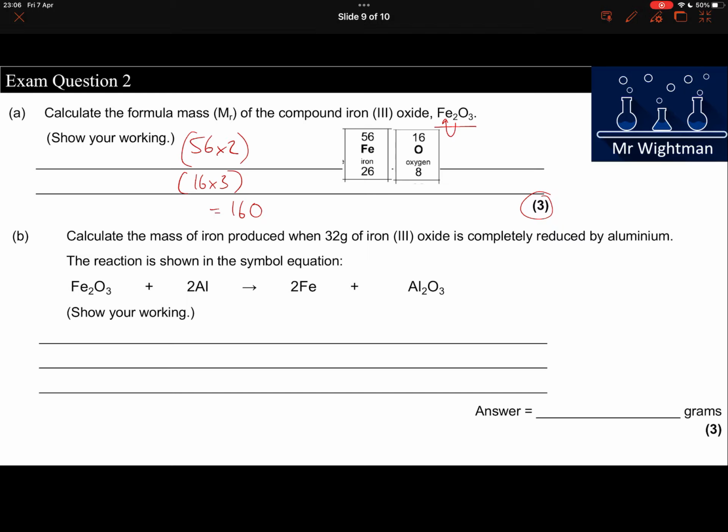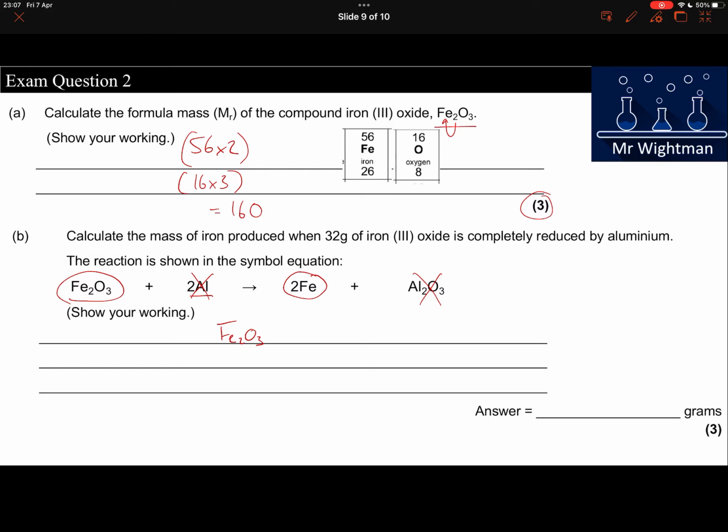Quite simple that. Calculate the mass of iron produced when 32 grams of iron(III) oxide is completely reduced by aluminium. The reaction is shown in the simple equation. So this question is not a 1-to-1. So it's good to, again, point out what I need to work out. The mass of iron, when 32 grams of iron(III) oxide is completely reduced by aluminium. But it's asking us to work out iron, so I don't actually need to care about aluminium or even this. So again, I'm just comparing iron oxide and iron in a ratio that is 1-to-2.